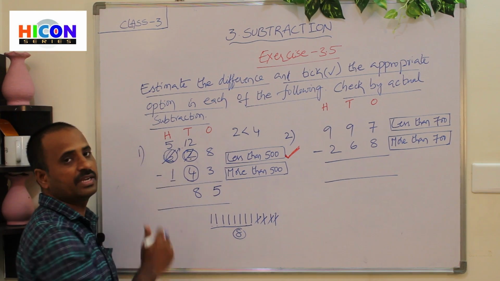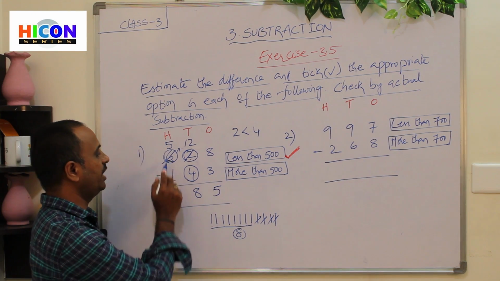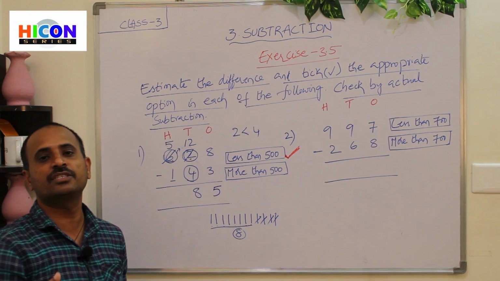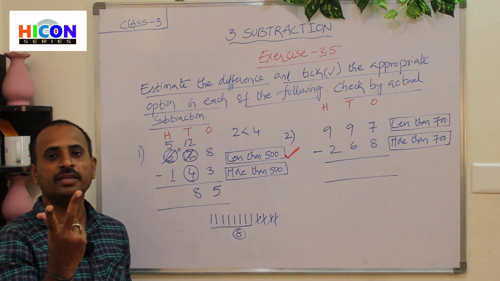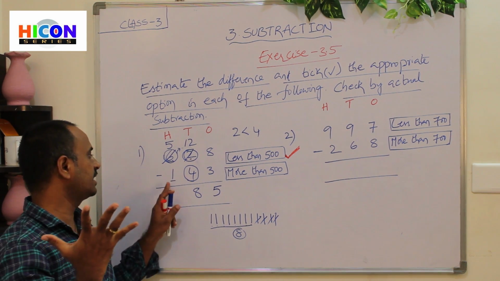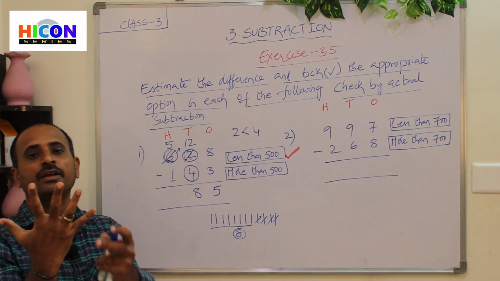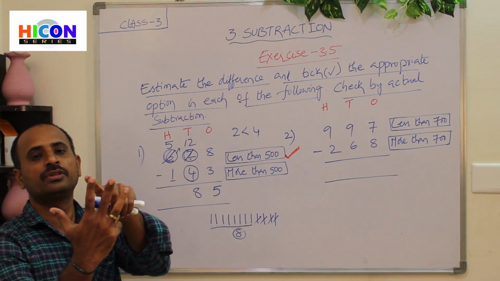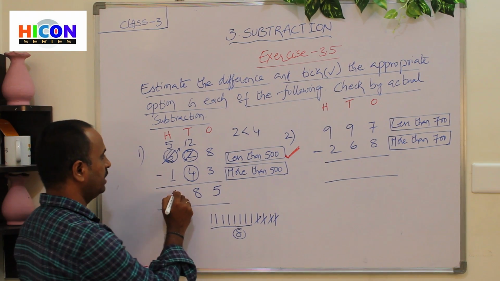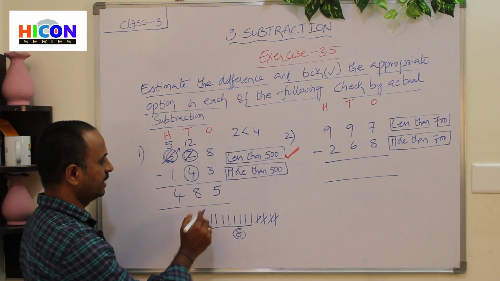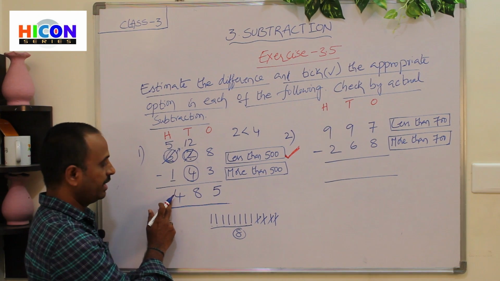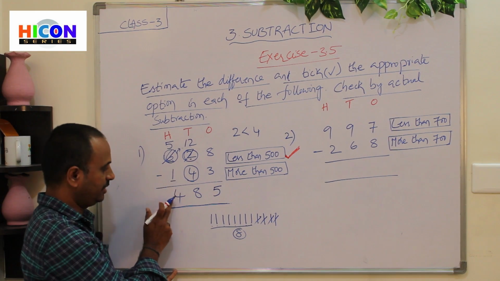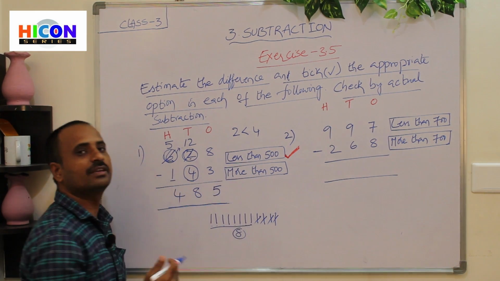Now go to the hundreds place. What are the digits in the hundreds place? 5 and 1. The first number is 5, so open 5 fingers of your hand. 1, 2, 3, 4, 5. And the second number is 1, so close one finger among these 5 fingers. Now how many fingers are remaining? 1, 2, 3, 4. So write 4 under the hundreds place. So the answer is 485. Whether it is less than 500 or greater than 500, it is less than 500. So our estimation is correct.